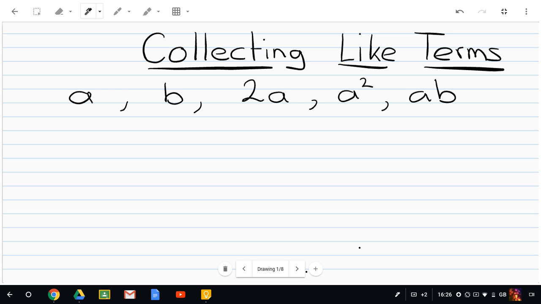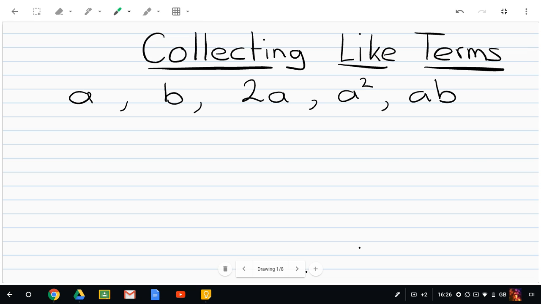Hi all. In this video I'm going to look at collecting like terms. You can see across here on the page I've got a number of different pronumerals, or a number of different terms. When we collect like terms, we can only collect terms with exactly the same pronumeral.